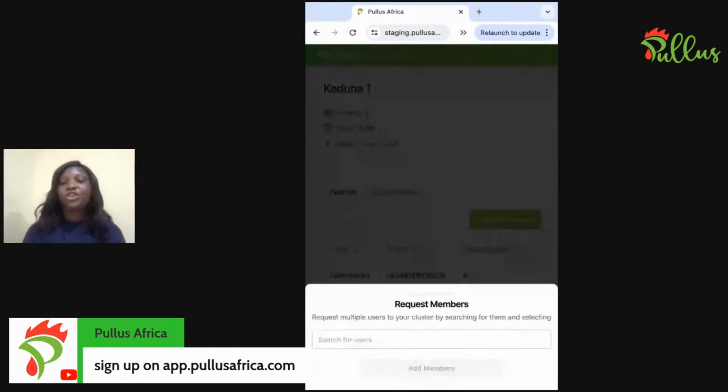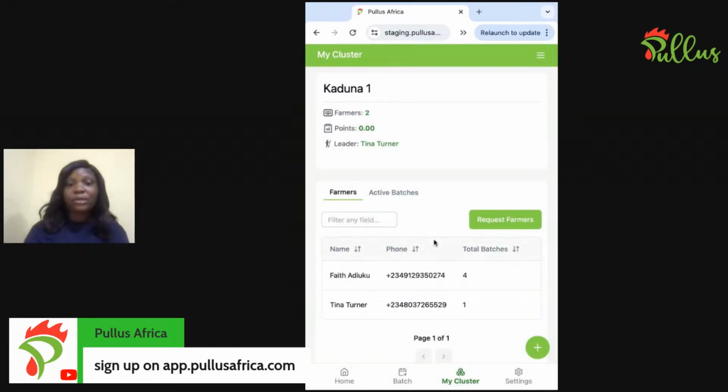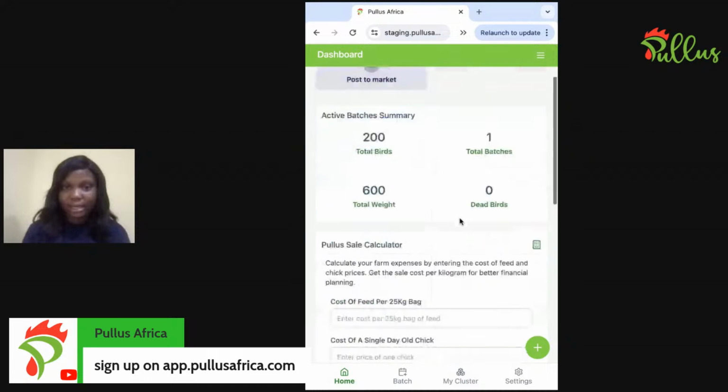So it's important that the farmers in your cluster actually sign up to the app, so that you can be able to add them to your cluster on the app. It's important that you do this because it's beneficial to both you, the cluster leaders, and the farmers, because you have access, and there will be other things that will be unfolding, and so that you don't miss out on things like that. Okay. So I've come to the end of my demonstration.